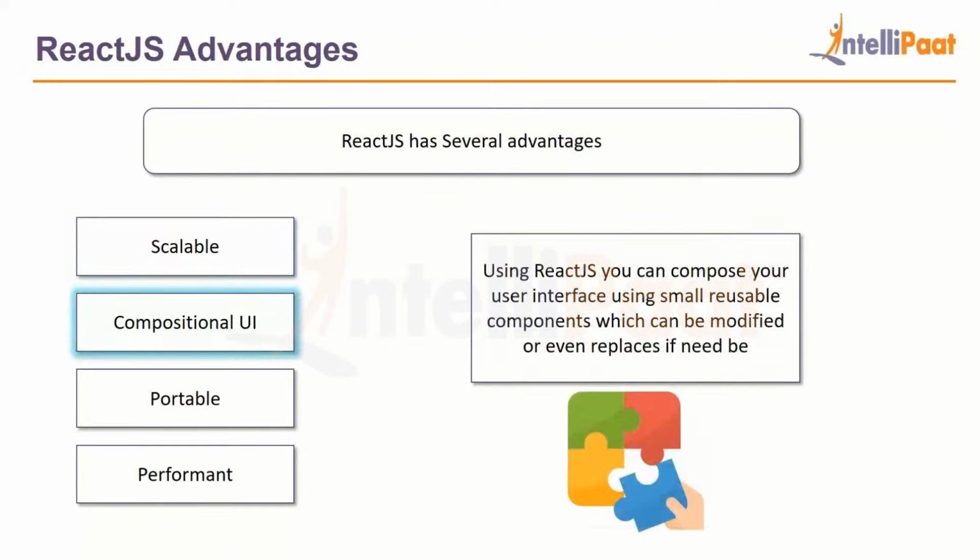Then comes compositional UI. So React.js allows us to build compositional UI, which basically means that we can compose our user interfaces with small reusable components that can be modified or even replaced if need be. To give you an example, if you have ever built a user interface using React.js, you can quickly understand how it works by basically understanding that if you have small components, you can mix and match them, you can nest them inside one another, and you can replace one component with the other component, and everything will work just fine.